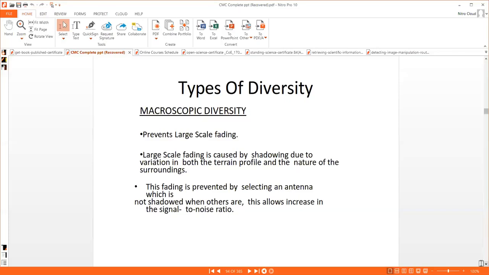This allows increasing the signal to noise ratio. It means we use a word called shadowing. This shadowing process is going to be unshadowed, that is, simply not shadowed, by the help of selecting an antenna. In simple words, this macroscopic diversity is useful for large scale fading, which is caused by the differences in the terrain and the nature of the surroundings.